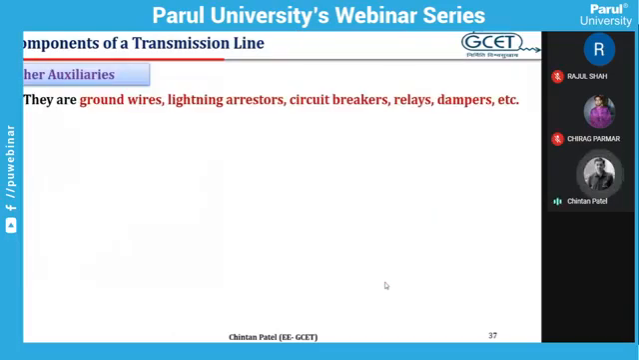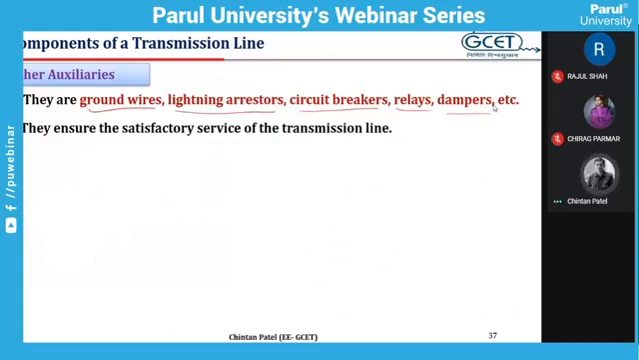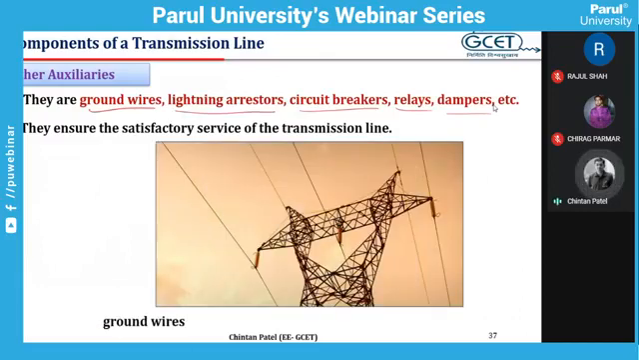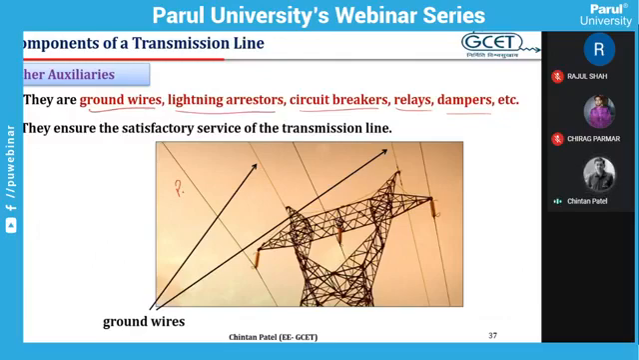There are a few other auxiliaries like ground wire or earth wire, lightning arrestor, breakers, relays, and dampers also used in the transmission network. You can see in this photo two topmost conductors along with three line conductors. These are R, Y, and B. They are called line conductors. Other than line conductors, there are two conductors which are called ground wires or earth wires, also known as the lightning arrestor.